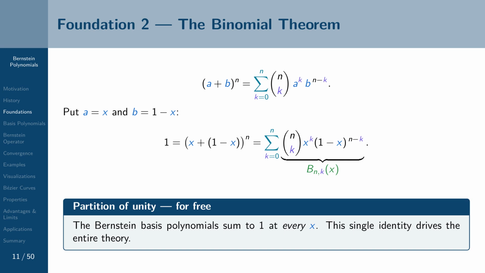The binomial theorem expands a plus b, all to the power n, as a sum of terms n choose k times a to the power k times b to the power n minus k. Now perform the substitution that drives the entire theory. Set a equal to x and b equal to 1 minus x. Since x plus 1 minus x equals 1, the left side is just 1, and the right side becomes a sum of terms n choose k times x to the power k times 1 minus x to the power n minus k. Those terms are the Bernstein basis polynomials. So for free, we learn that the Bernstein basis sums to 1 at every x. That is the partition of unity property.